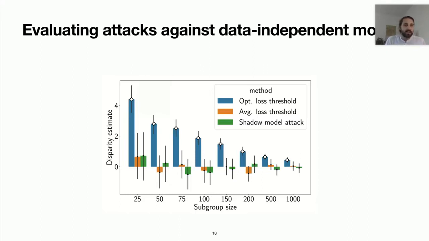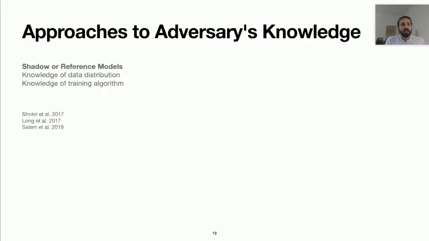To understand why this is happening, we first have to discuss different approaches to model an adversary's knowledge in membership inference. First approach, the shadow model or reference model approach. Here, the adversary is assumed to know the data distribution and the target model training algorithm. With this information, the adversary can reproduce some models that look kind of like the target model, learn an attack on them, and then deploy the attack against the target.